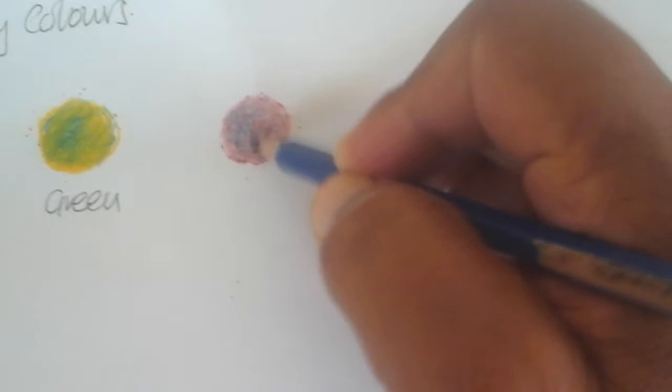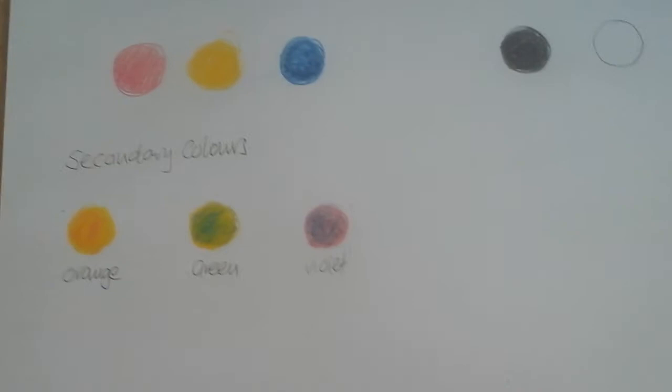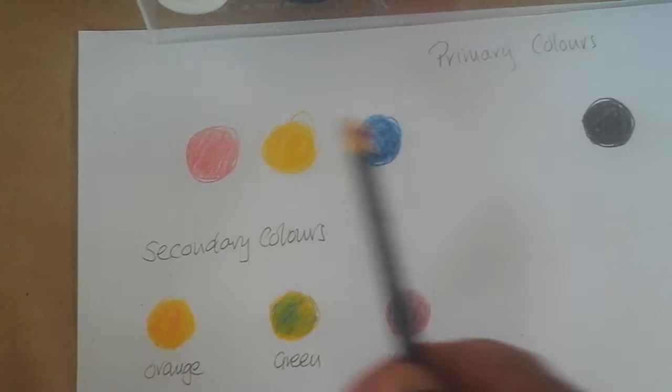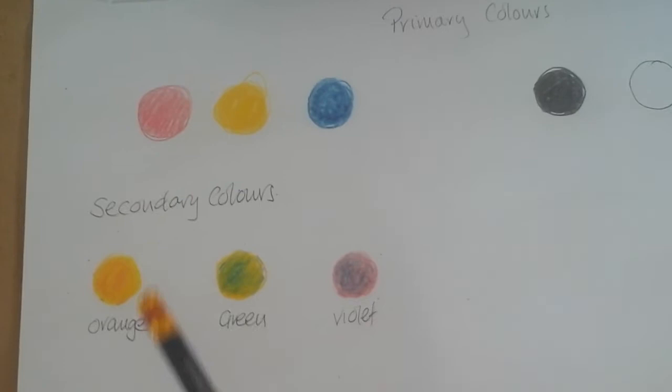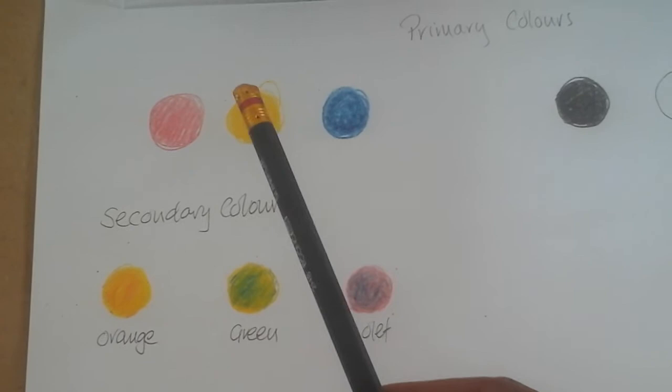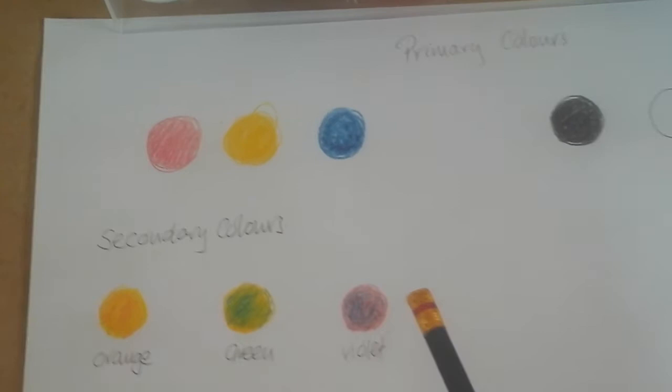Equal strength. And this color is called violet. It's like a family to the purple. So by mixing blue and red, I get violet. So right now we've mixed red and yellow, which gives you orange, yellow and blue gives you green, and blue and red gives you violet. These are the three secondary colors that we have here.